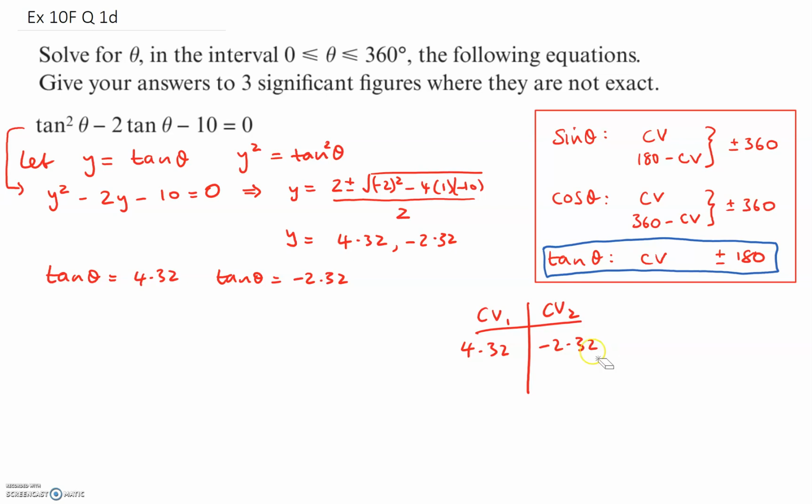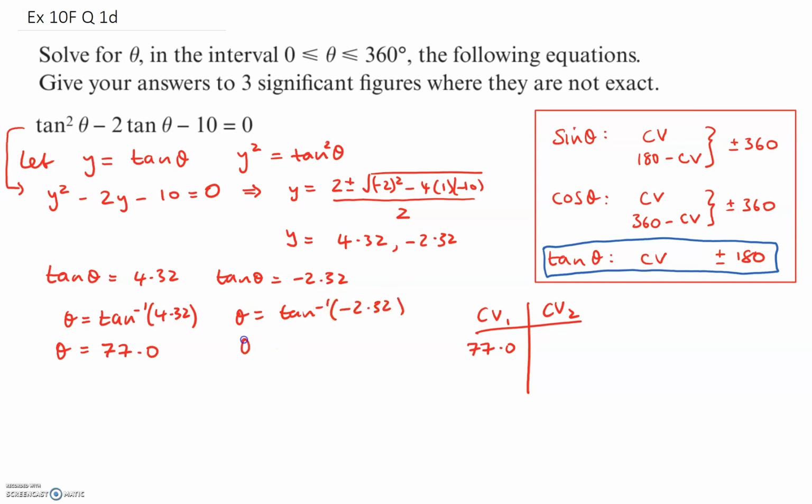But I've just realized actually I haven't even found the calculator values yet. Those are not the calculator values. So to find the calculator values, I need to do inverse tan. If I do inverse tan on this side, I get about 77 degrees. Inverse tan on this side, I get minus 66.6 degrees. Okay, so actually one of those is in the range. Minus 66.6 is not, but I'm going to add and subtract 180s to those anyway, to both.